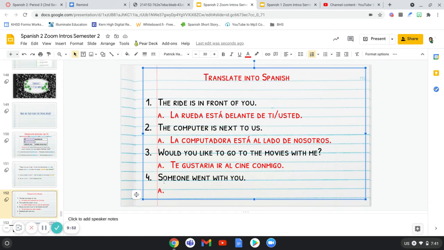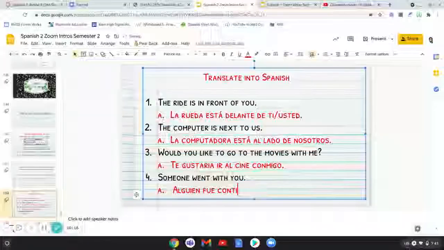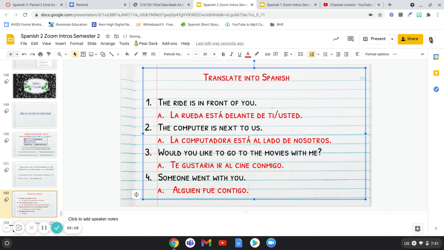And then last one. Someone went with you. We have another one of those special spellings and a super old word for someone. Hopefully you guys remember your affirmative and negative because that will still show up when it comes to your semester 2 final, right? So someone, alguien. This is a past tense word of went. So alguien fue, and then with you. Con, with. Ti, you. Go is the new spelling. Alguien fue contigo. Someone went with you.